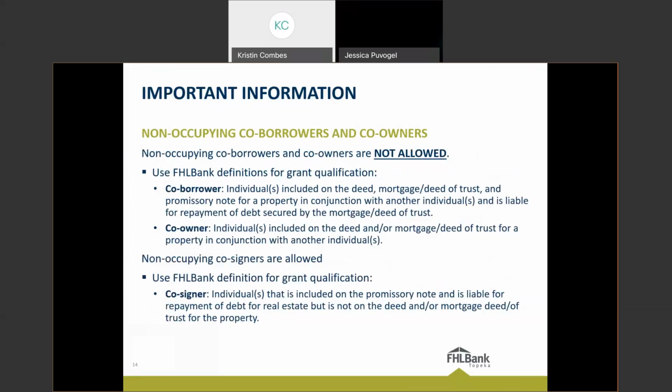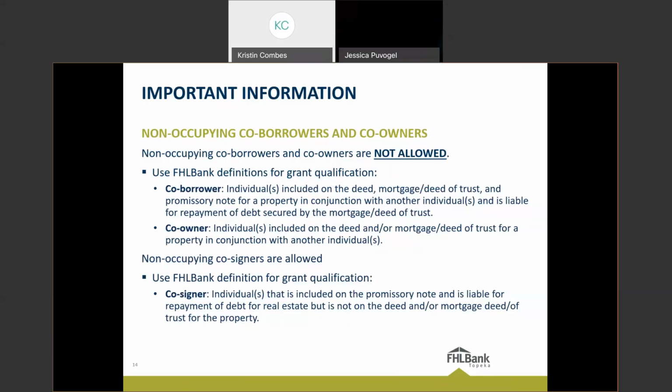Another common error we see is transactions that include non-occupying co-borrowers and non-occupying co-owners. Non-occupying co-borrowers and co-owners are not allowed. For HSP grant qualification, apply FHLBank's definitions of co-borrower and co-owner to the situation. Do not use your institution's definitions to determine HSP grant eligibility.